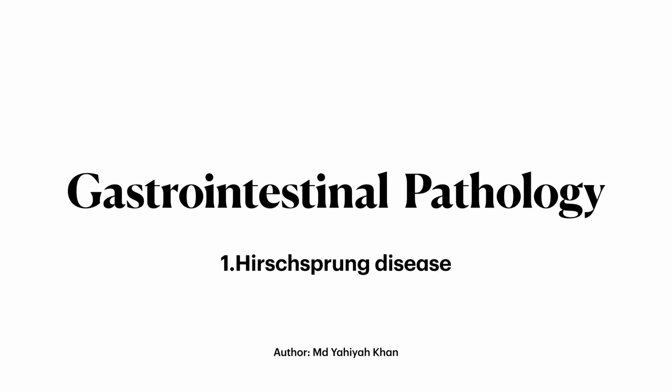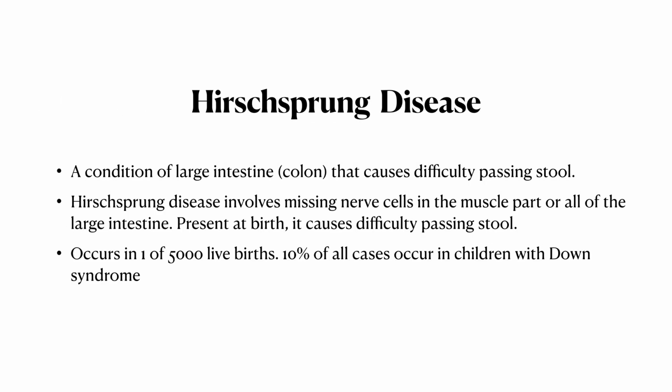Today we're going to discuss Hirschsprung disease. Hirschsprung disease is a condition of the large intestine that causes difficulty passing stool. It involves missing nerve cells in the muscle part of a segment of the large intestine or in the whole large intestine.